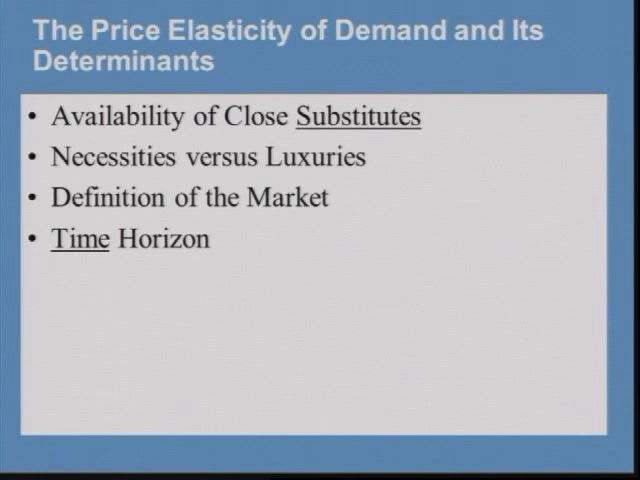What we're talking about here. So a particular product, if you define the market very narrowly, so we're talking about one particular product like Coca-Cola, then the demand will be more elastic. But if we're talking about food in general as a big category and define the market very broadly, then your elasticity of demand will be lower.